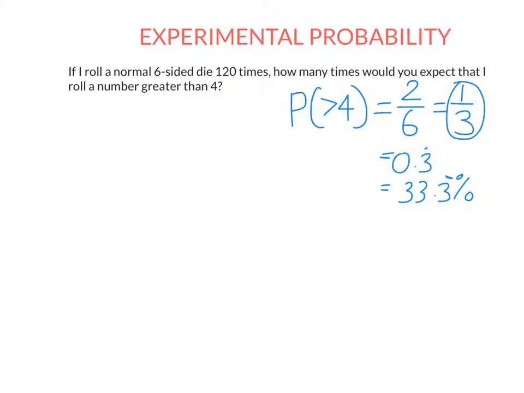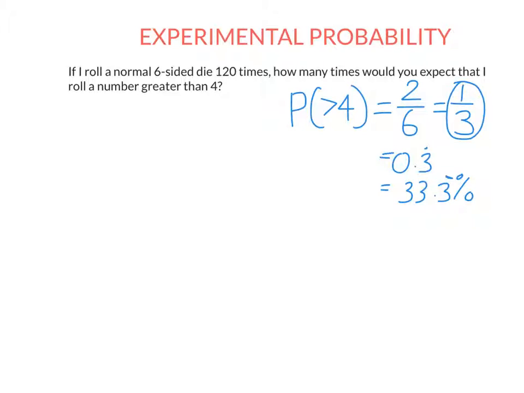So what does that mean? Well, it means I expect that 1/3 of the time that I roll a die, I would get a number greater than 4. Note, greater than 4 doesn't include 4. So I expect 1 in 3 times I do this, I'll get a number that is greater than 4.